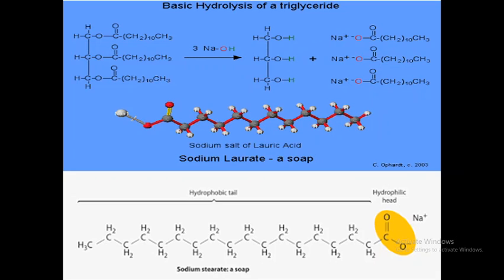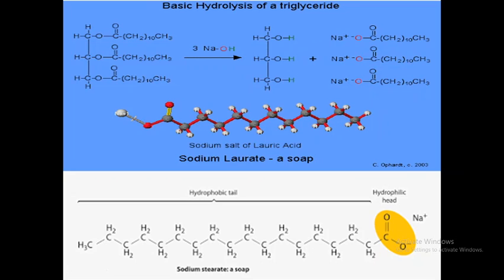If these esters undergo basic hydrolysis in the presence of sodium hydroxide as a base, it results in the formation of glycerol and the sodium salt of fatty acid, and the sodium salt of fatty acid is nothing but a sodium soap. This is a typical example, the sodium salt of lauric acid, so sodium laurate is a soap. The next example you can see here is sodium stearate as a soap, the sodium salt of stearic acid, which is an 18 carbon containing fatty acid.